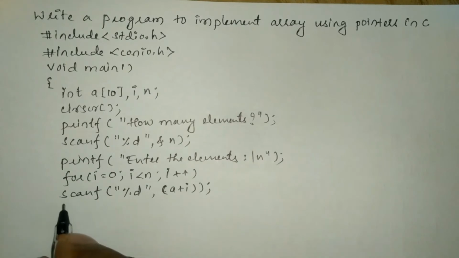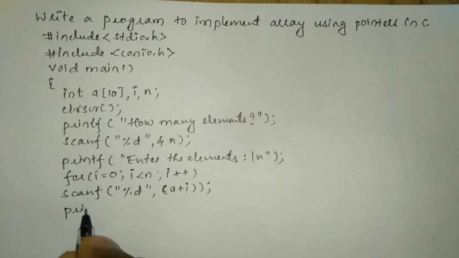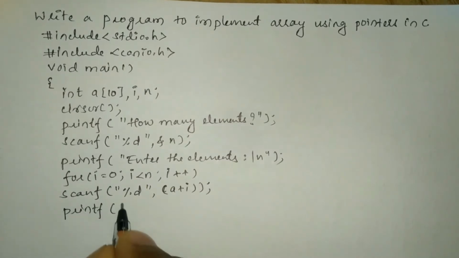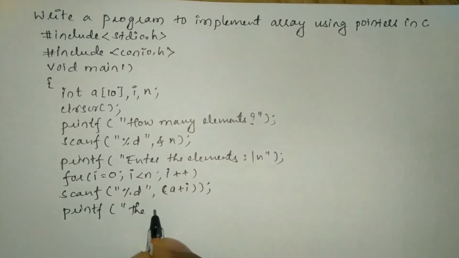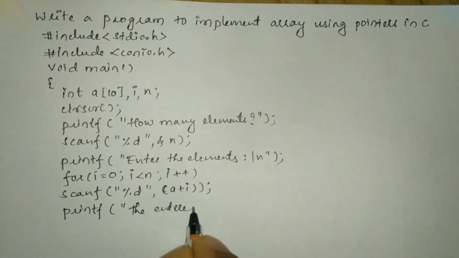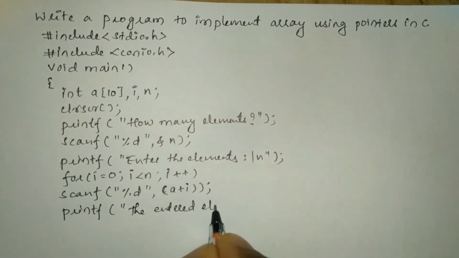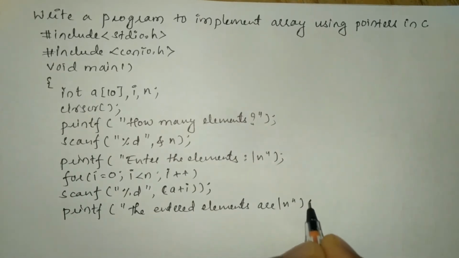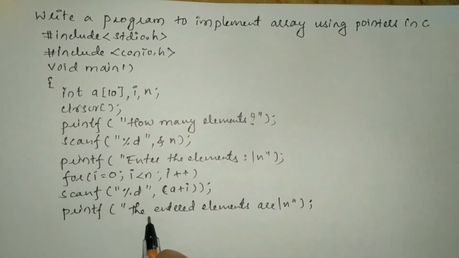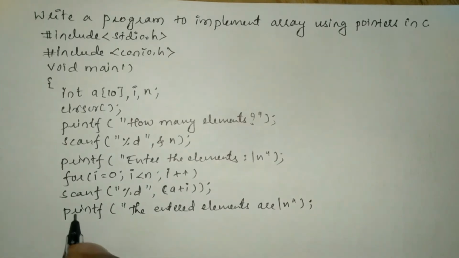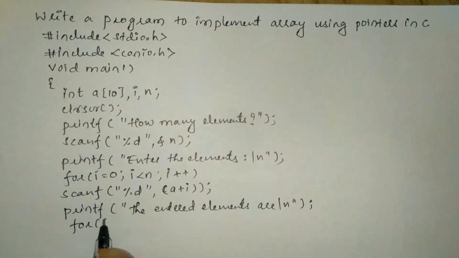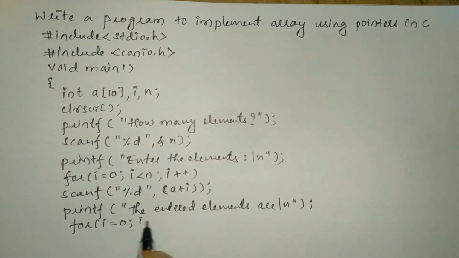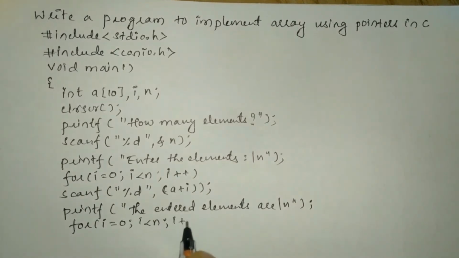Next, after this, I need to print all the received elements as they are. For that, I'm going to write a printf statement. In double quotation marks, I'll write the entered elements are \n, end the double quotation mark and put a semicolon. So once again, in order to print all these entered elements, I have to use a for loop: for i is equal to 0, i is less than n and i plus plus.